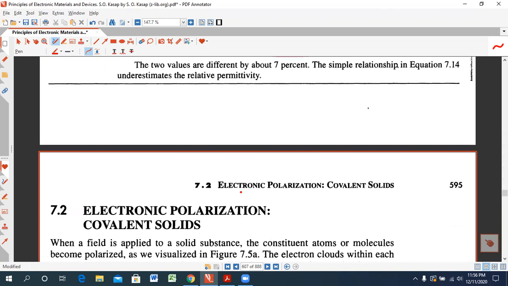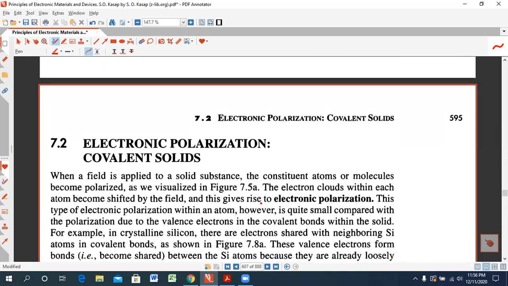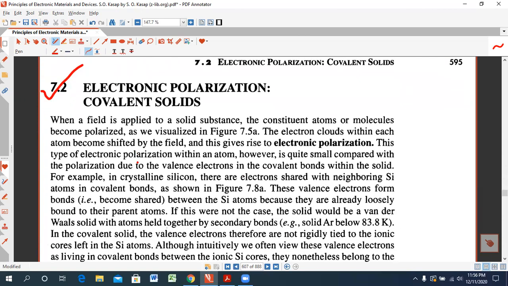Okay. Now, if we move to article number 7.2, that is the electronic polarization in covalent solids. Look, electronic polarization is basically found in covalent bonds. Actually, in the case of an ionic bond, there is not much polarization, or actually the net polarization value should equal zero. We will also learn this in today's lecture.